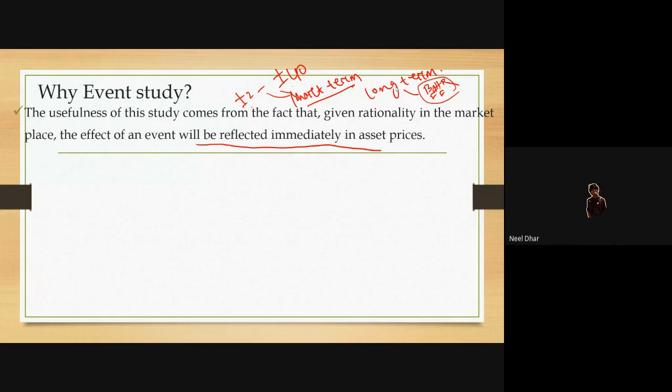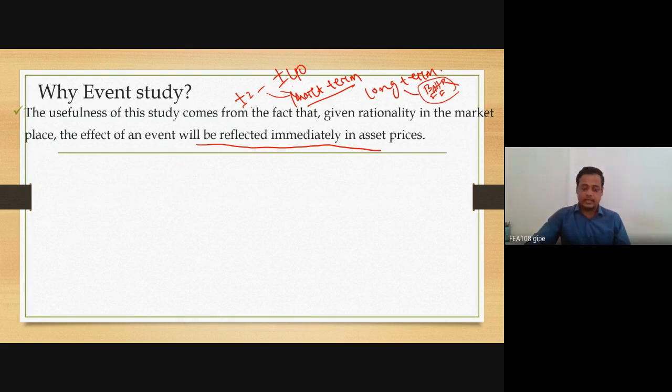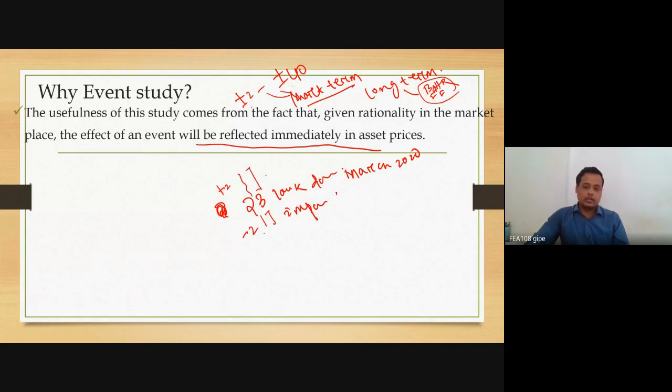Sir, I didn't understand. In short term, we go for plus minus. I'm not understanding what that means. Yeah, I'm explaining that. So plus minus 2 means, suppose the first lockdown started on 23rd March 2020. Now you are seeing before 2 days, that means minus 2 days. Before 2 days, what was the impact? And after 2 days, that means plus 2. After 2 days, what is the impact?